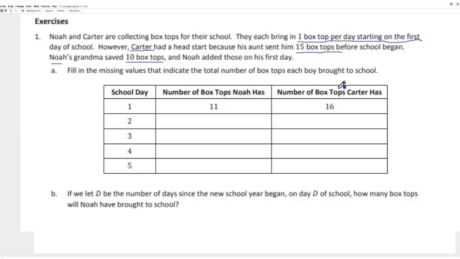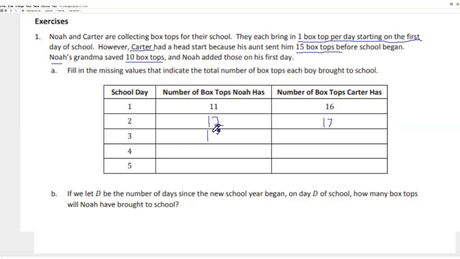Same thing with Carter. Carter now has 16. Well, he started with 15. He brought 1 the first day, so now he has 16. So now we just need to fill out these rows. For number 2, they each bring another 1 in. So Noah would have 12, Carter would have 17. As you can see, we're just adding 1 to it each day.